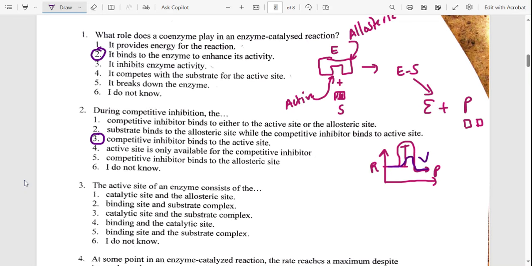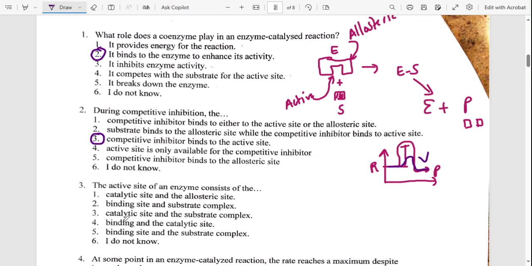Number 3 is saying: the active site of an enzyme consists of the catalytic site and the allosteric site, binding site and substrate complex, catalytic site and the substrate complex, or binding and the catalytic site. So the active site of an enzyme is made up of what? You can see the active site, that is why you have got a binding site.